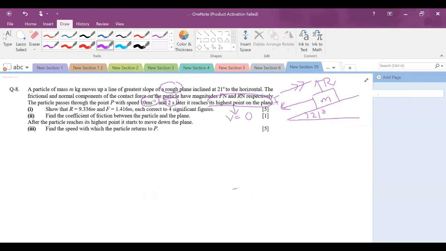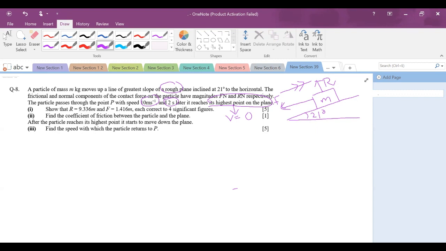Okay. So now we know u, which is 10. We know t, which is 2 seconds. We know v, which is 0. So we have 3 parameters and we can use these to find s, distance covered, and the acceleration. Let's see what it is asking for. Show that R is equal to this and F is equal to this, each correct to 4 significant figures.